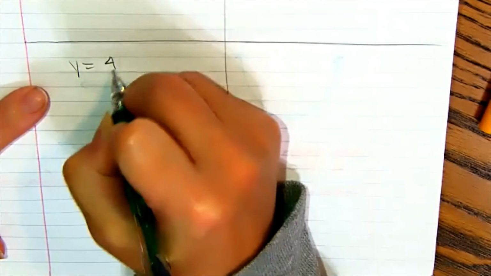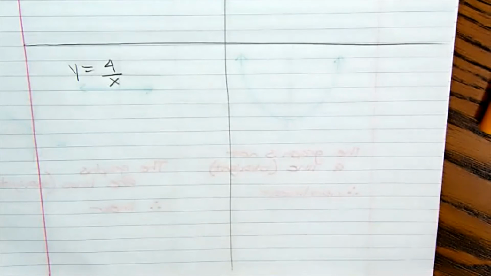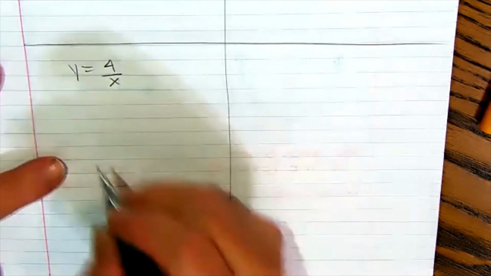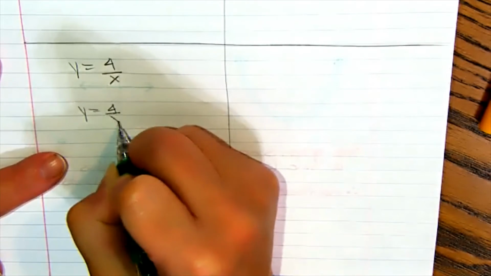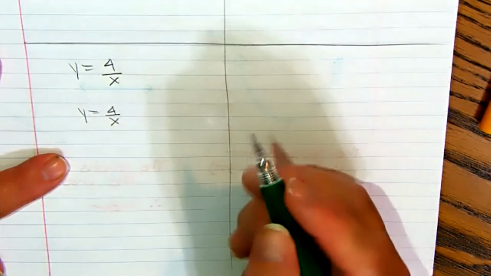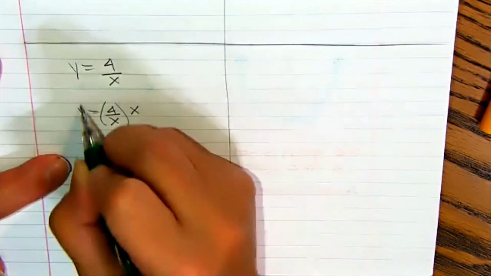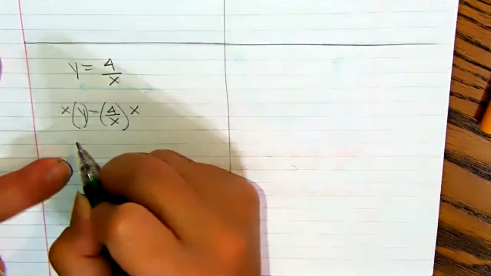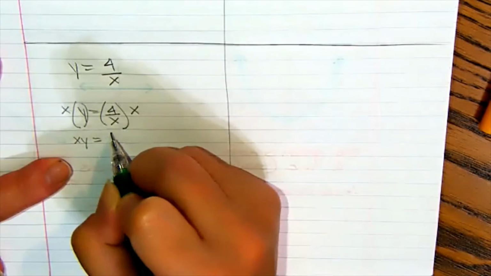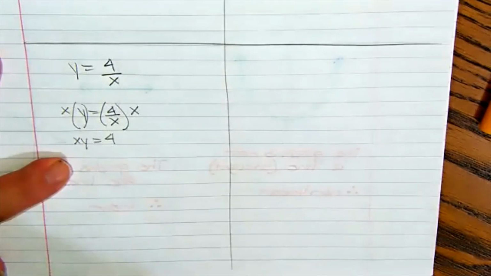Let's take a look at this one. Y equals 4 over x. Can we write this in slope-intercept form? I don't know. Let's see if we can rework this. I need to get it to look like y equals mx plus b. So how about if we get that x to the top? What I do to one side, I must do to the other. xy equals 4, because these guys cancel.